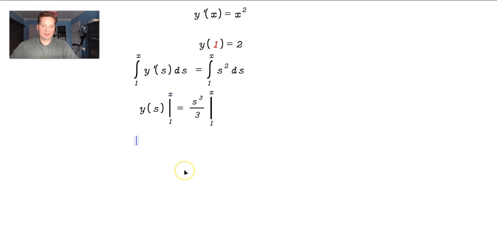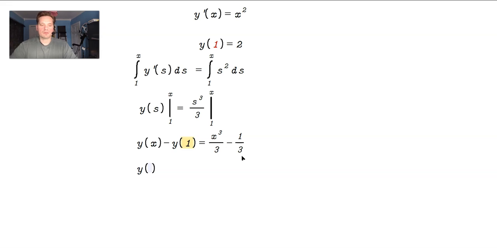So now you plug in, you're going to have y of x, and stop for a second. I'm just replacing s with x, and notice this is what we are looking for. We're looking for y of x equals something else. And this is now minus y of 1, and stop for a second. Notice that y of 1, we have that. It's right here. It's equal to 2, you see? And on the right side, what you have is x cubed over 3, and then you're going to have minus 1 cubed over 3, which is just 1/3.